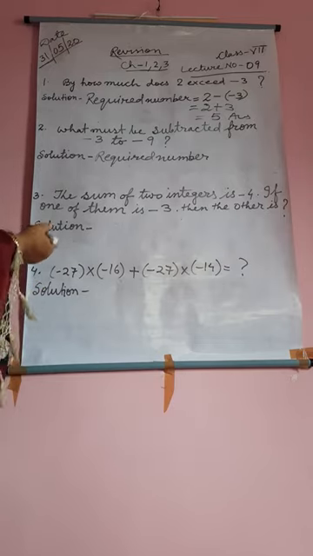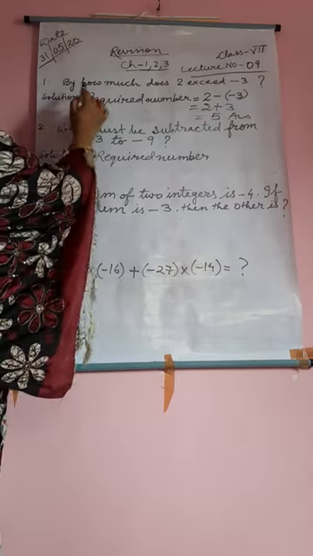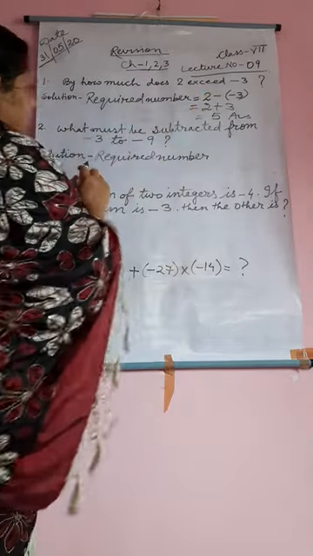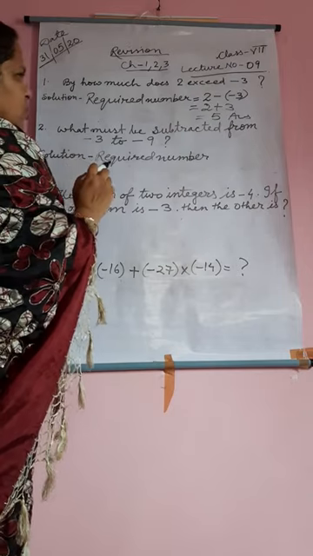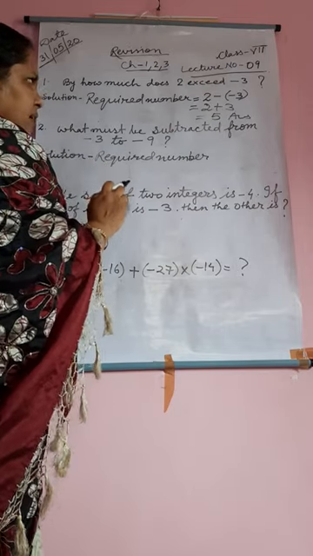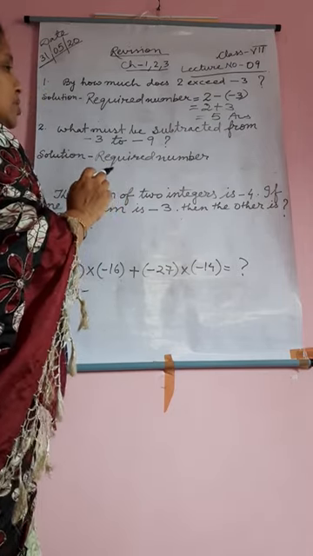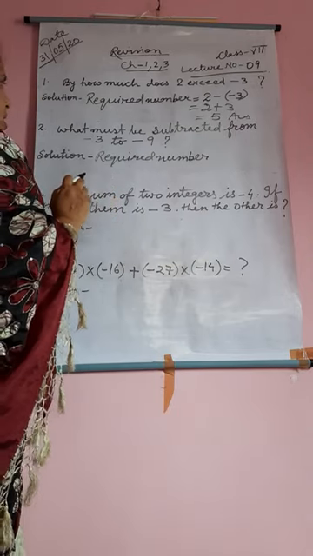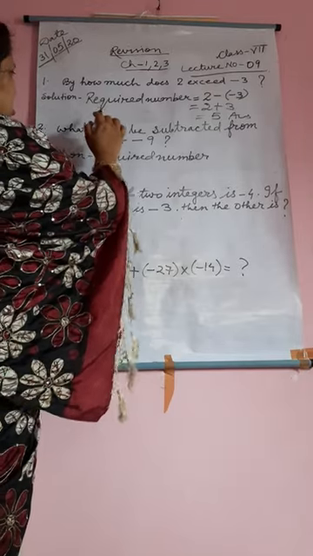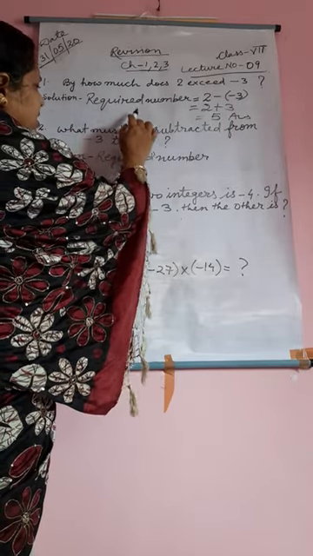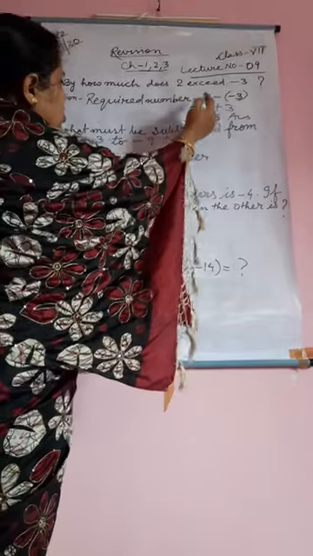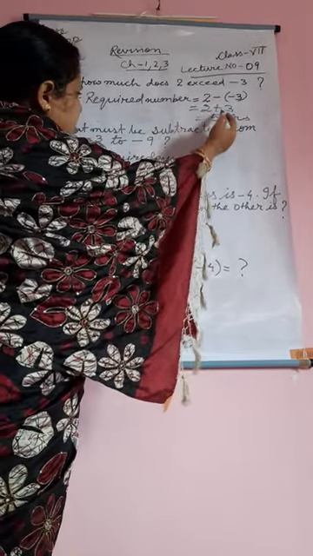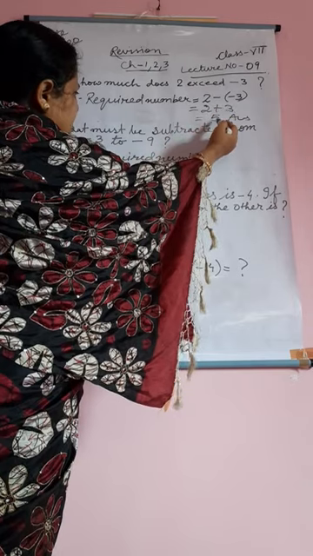First question is, by how much does 2 exceed minus 3? Means 2 is how much greater than minus 3? Means 2 is kitna bada hai minus 3 se. To iske liye humko kya karna hoga? Solution. First, we write required number equals to 2 minus minus 3. Minus minus plus, 2 plus 3, 5.